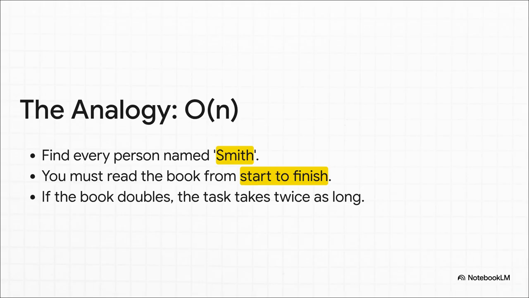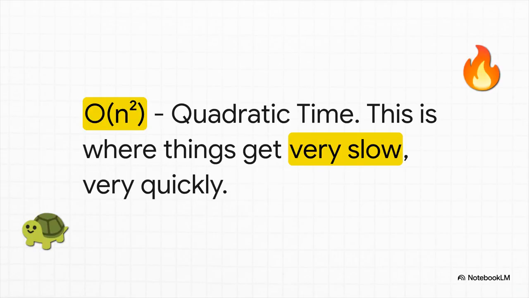Now, if that phone book suddenly doubles in size, guess what? Your work just doubled. That direct one-to-one relationship is why we call it linear. In code, this is your classic for loop. The bigger the n, the input, the longer it takes. Simple as that.